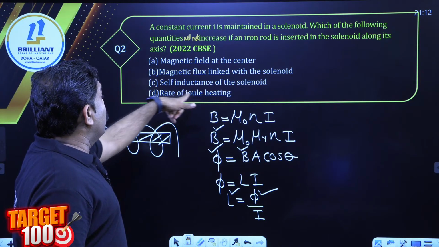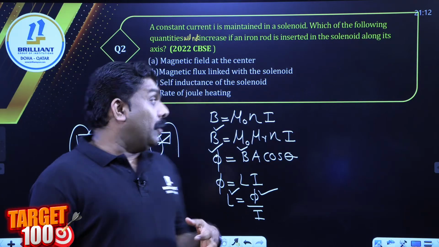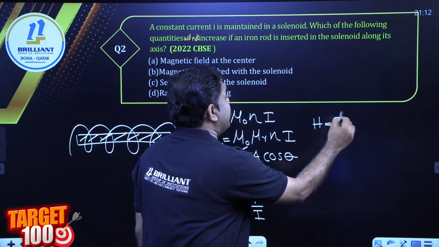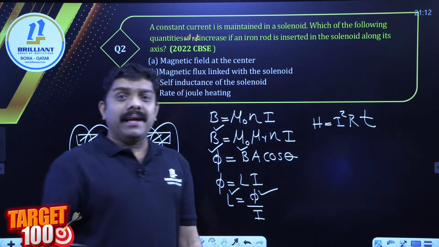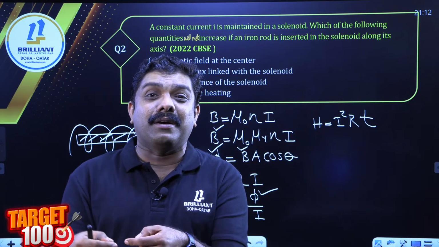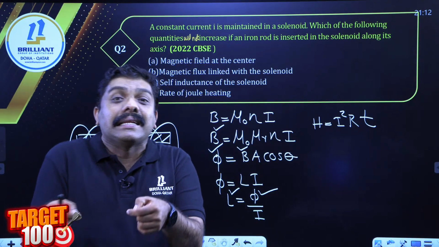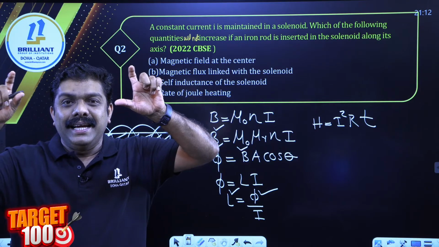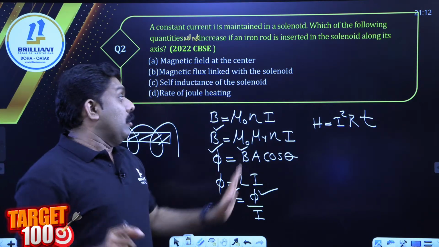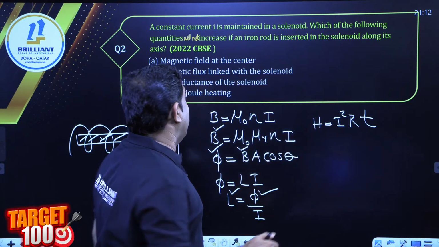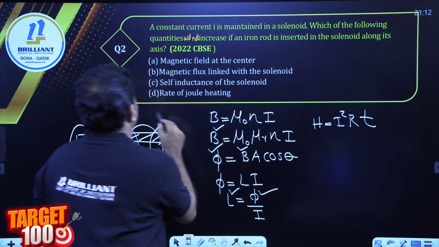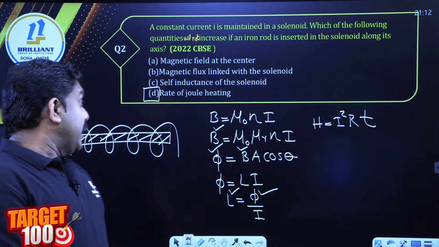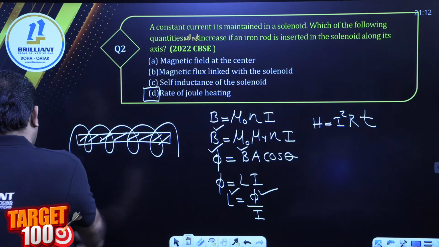And then they are asking, what about the rate of joule heating? The formula for joule heating is H equal to I square RT. When we introduce a material into the coil, there is no change in resistance, because resistance depends only upon the nature of the material, not on the medium. So current is also not affected, and the rate of joule heating is not affected. So the right answer is option D.